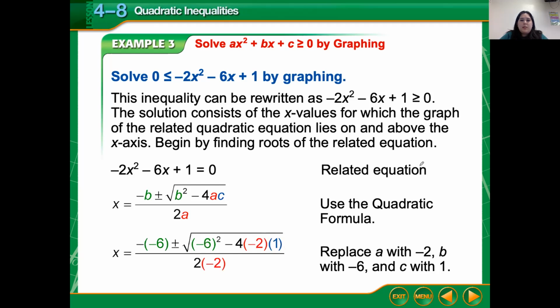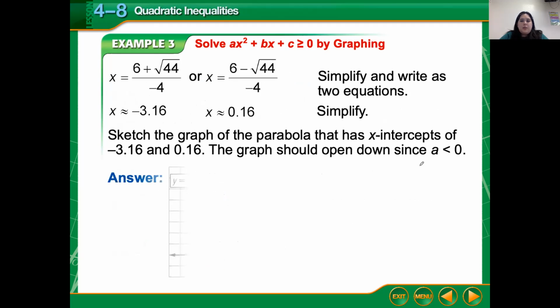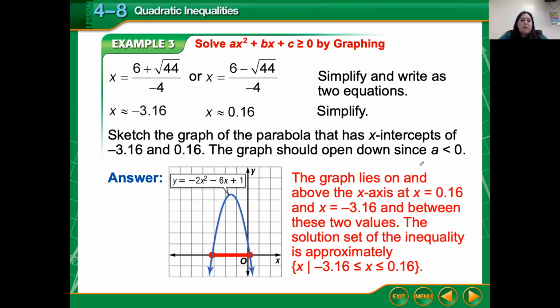So we substitute those values in. Once we simplify, we get 6 plus square root of 44 over -4 and 6 minus square root of 44 over -4. And then when we estimate those, we get -3.16 and 0.16. So if we sketch our graph, we do see they are about those areas. So we're going to say our solution is x such that x is greater than or equal to -3.16, but less than or equal to 0.16.